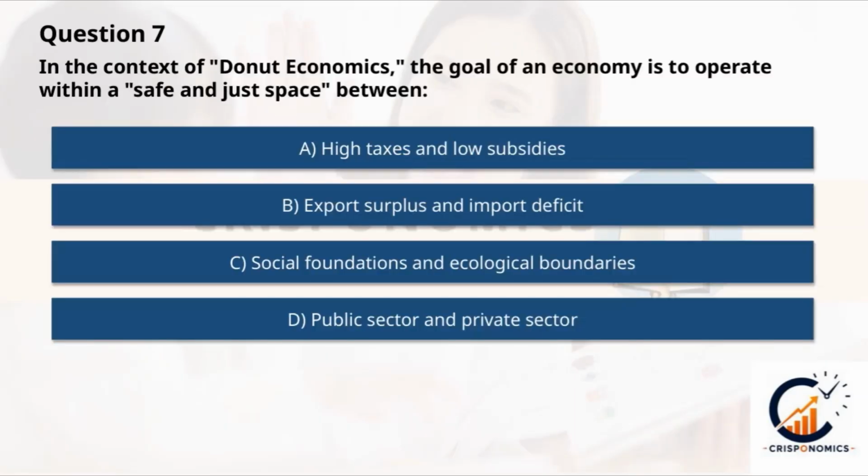In donut economics, the goal is to find a balance, a safe and just space where the economy can thrive without overshooting ecological limits or falling short on social needs. This means staying within social foundations like healthcare and education, while respecting ecological boundaries like climate and biodiversity. It's not about high taxes or trade surpluses. Instead, it's about meeting everyone's needs fairly without harming the planet. That's the core idea behind this approach.